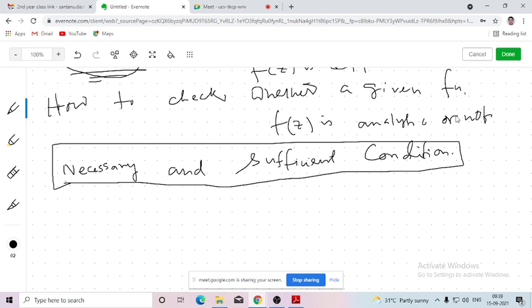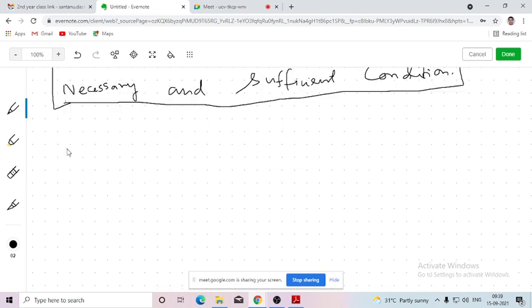Yes, sir, we have studied, but I think I forgot. Okay, so I am briefly saying what it is, and then I'll discuss through an example which you have studied earlier. Then I'll discuss the condition for a function to be analytic.